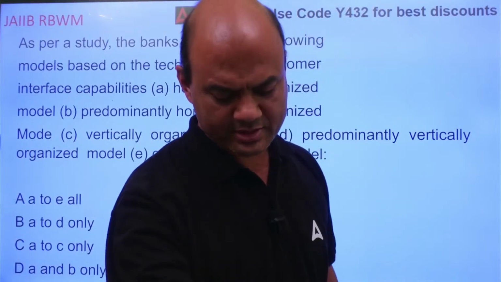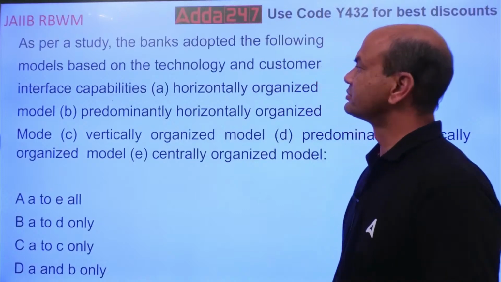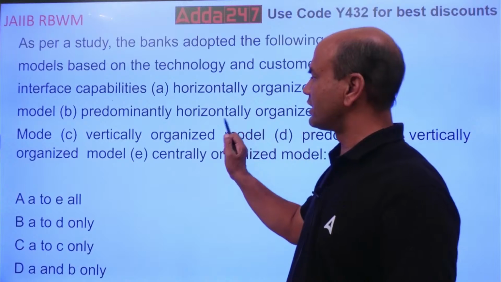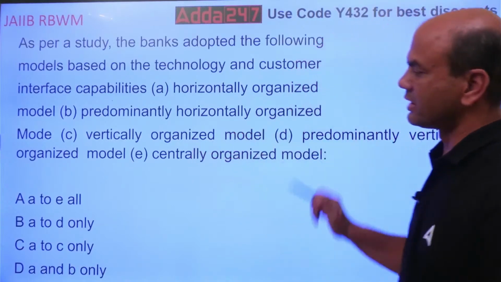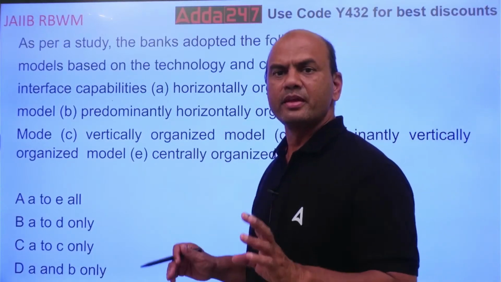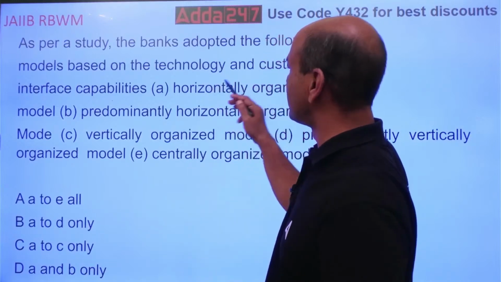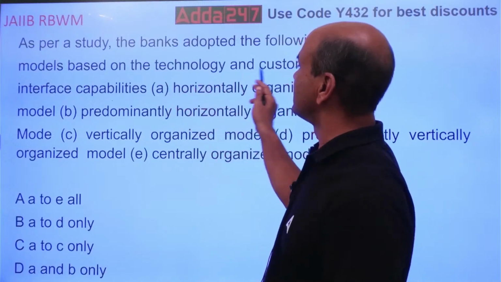So what can be the answer in this? Is it horizontally organized, predominantly horizontally, vertically, or predominantly vertically? See here, I'll first give you the explanation. There are four, these are known as delivery models. Kindly note, the word over here is based on models based on technology and customer interface.